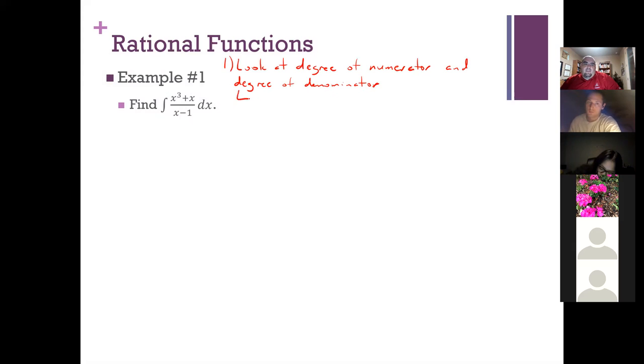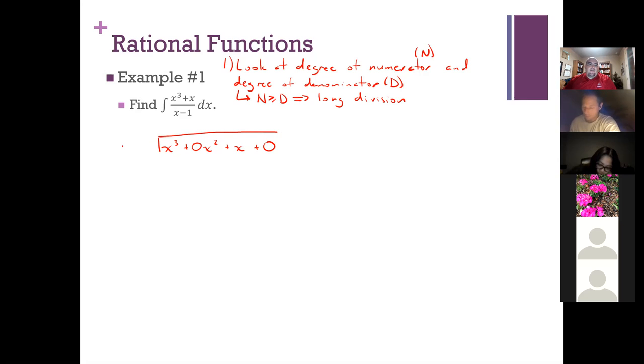I'll give you a little more here. I'm going to call this capital N, and I'll call this capital D. If N is at least as big as D, then we have to do long division. And in this case, the degree of the numerator is higher than the degree of the denominator. This may not be something you've done all that recently, so I'll give you a refresher. We're going to divide x cubed plus x, filling in placeholders for any powers of x that aren't represented, by x minus 1.